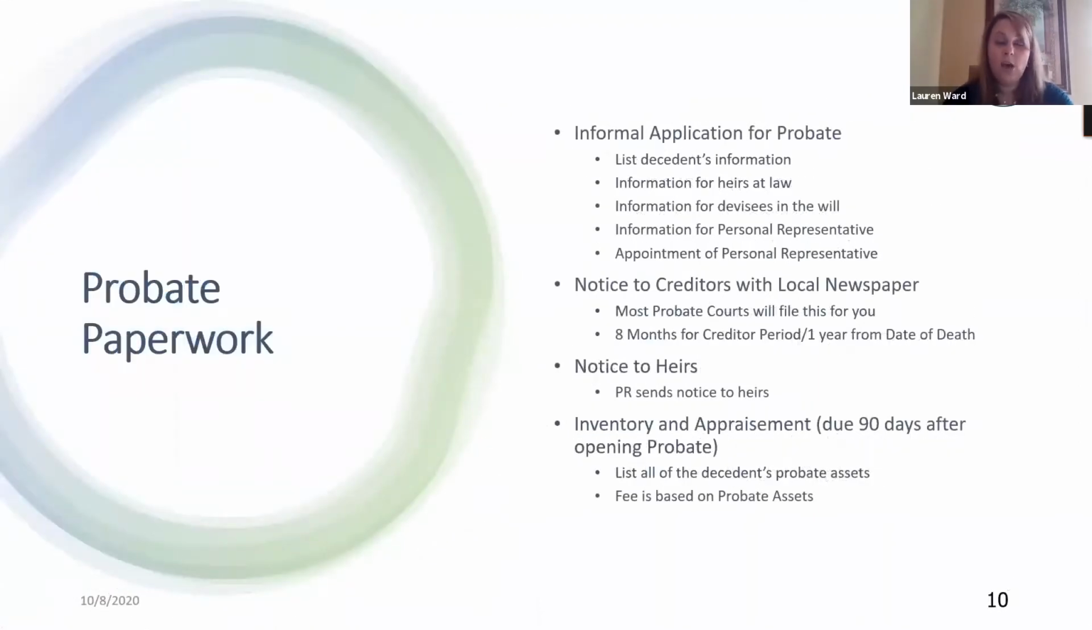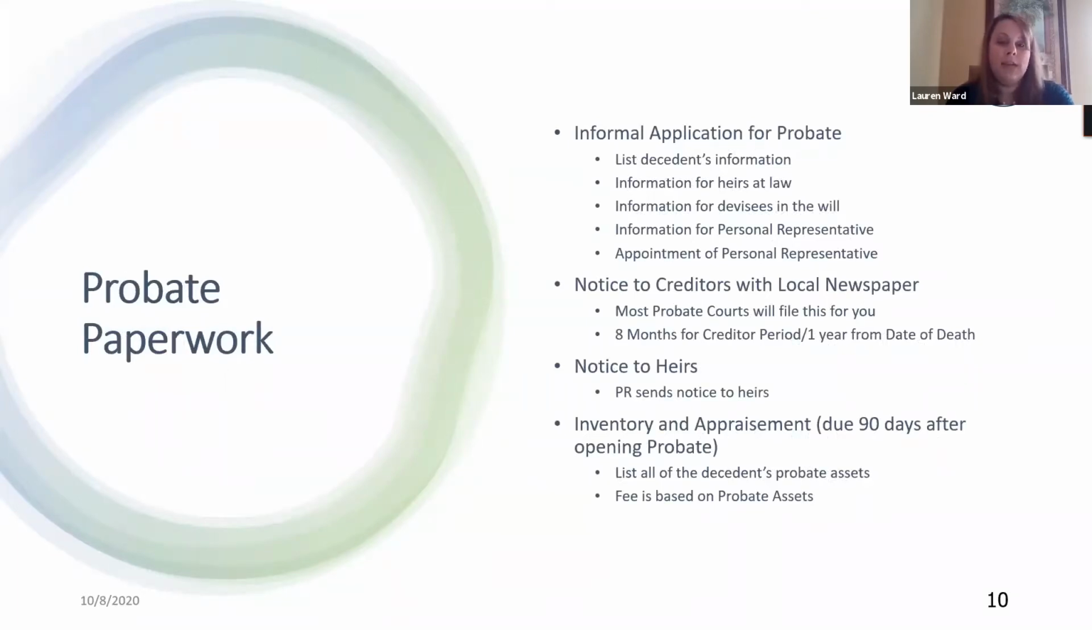So now we're going to talk about the probate paperwork you are going to need to file during this probate process. The first thing is the informal application for probate. Most people will file an informal application for probate. Most people are not going to file a formal application. Formal means the judge is kind of going to oversee everything. Informal means you're going to work with the clerk just to make sure the assets are properly distributed and you do the proper probate paperwork. And it's just you handling everything as the PR.